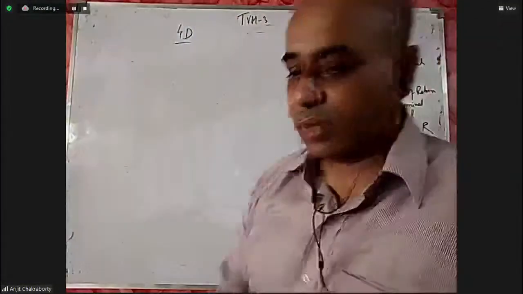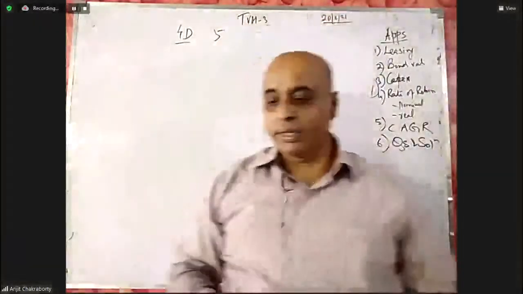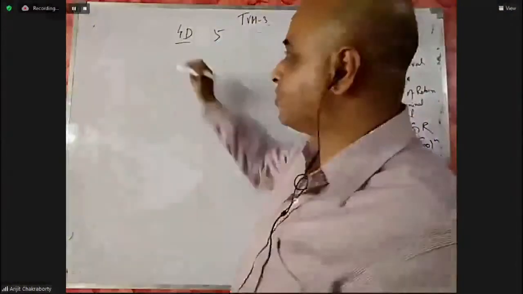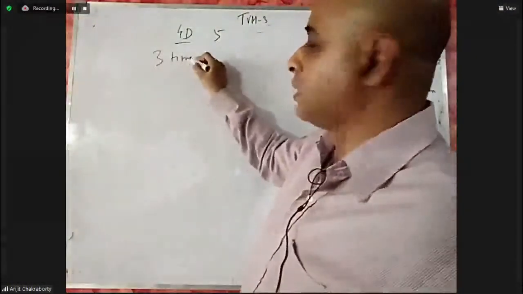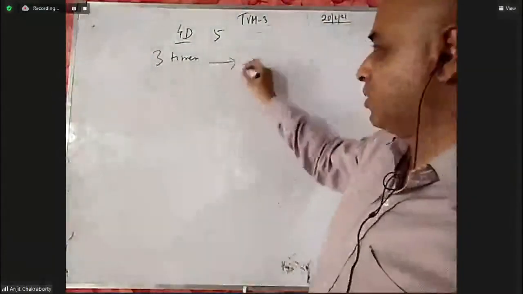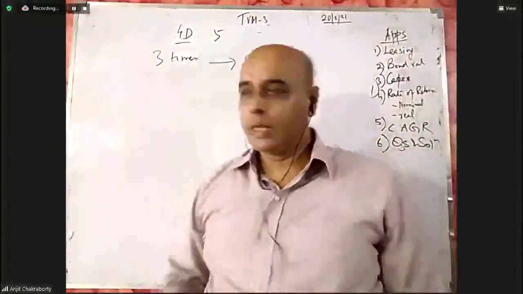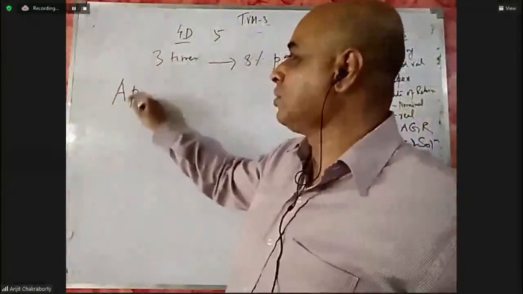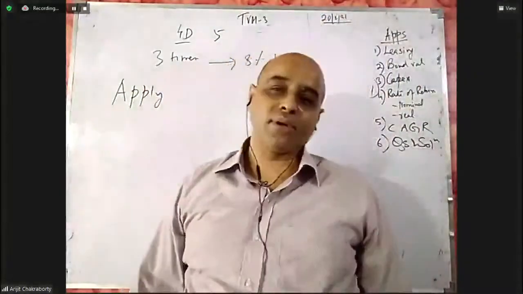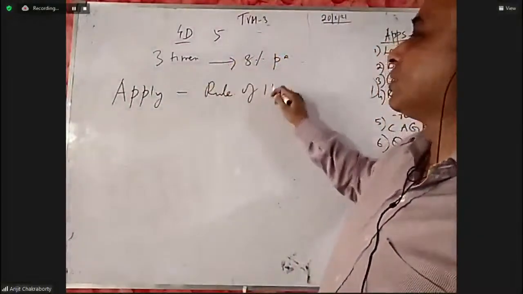So question number 5. The question is again very simple. In how many years will a given sum of money triple itself, when the interest is 8% per annum, compounded? So which rule is to be applied? Triple itself, so I will apply the rule of 114.